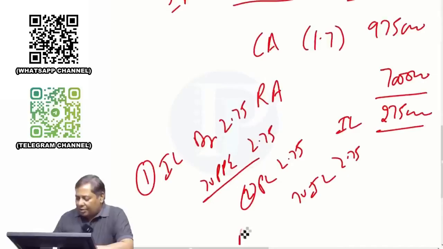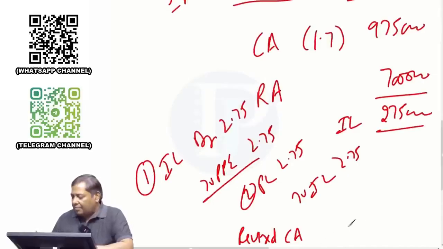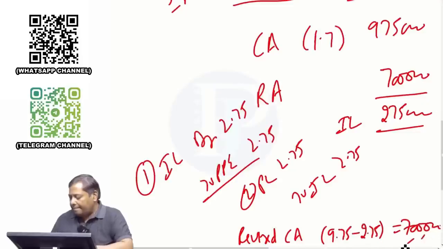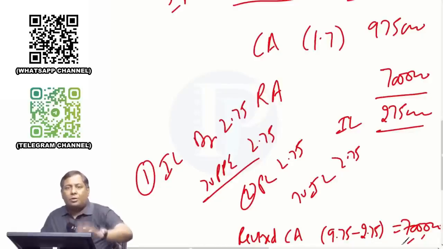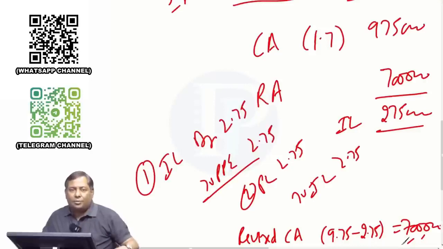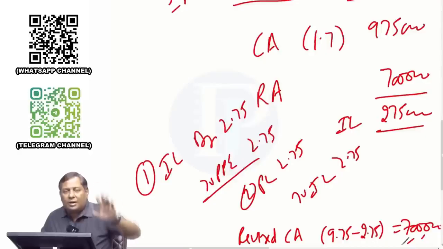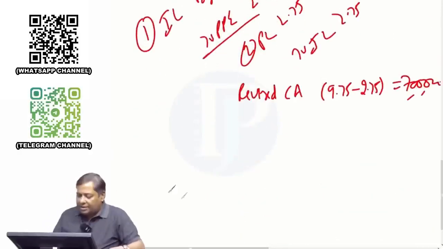Now revise the carrying amount. We get the revised carrying amount: 9.75 minus 2.75, that is 7 lakhs rupees. The first step is to charge the depreciation and take out the normal carrying amount. The second step is applying AS 36 to test the impairment loss. If any impairment loss comes out according to 36, write it off in P&L. Now we come to the third step.